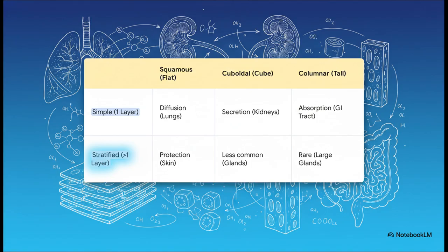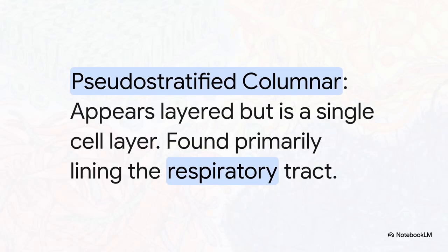If it's more than 1, it's stratified. Then you just add the shape. Squamous cells are flat, cuboidal are cube-shaped, and columnar are tall and skinny. And the structure always matches the function. A single thin layer in the lungs is perfect for gases to pass through, while thick multi-layered skin is built tough for protection. Of course, biology always has a few curveballs to throw at us.